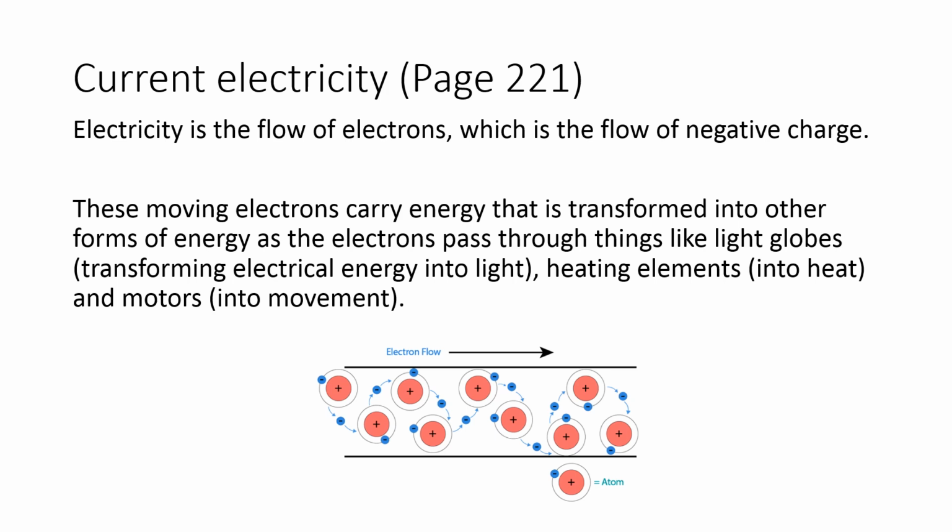As you can see, this is the lesson that we have on simple circuits. I'm going to continue with part 2 of simple circuits, so make sure you follow with me on this. I need you to turn to page 221 of your textbook. As you can see here, this is on current electricity.